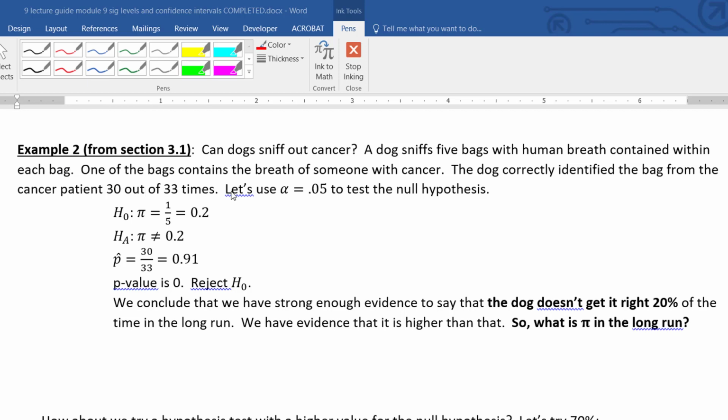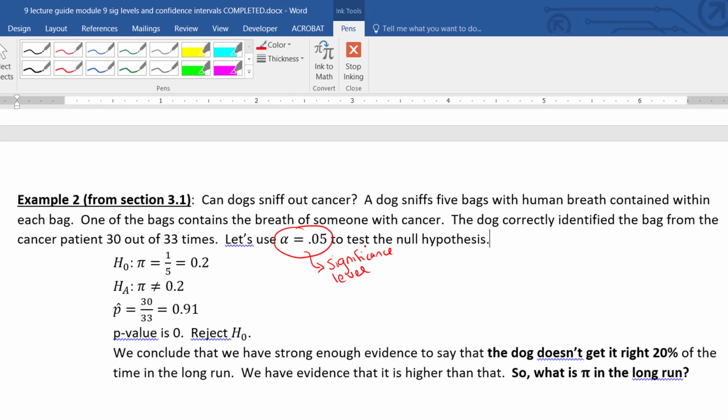It says here that we're going to use alpha equals 0.05 to test our null hypothesis. Remember, alpha stands for the significance level. We're going to decide if our p-value is smaller than alpha. If our p-value is smaller than alpha, we'll reject the null hypothesis.